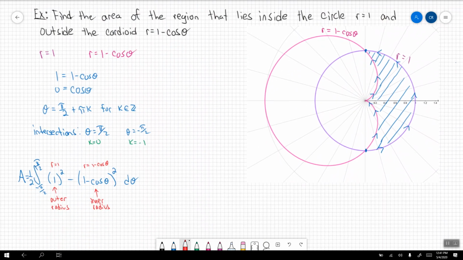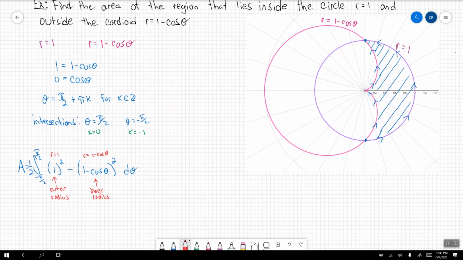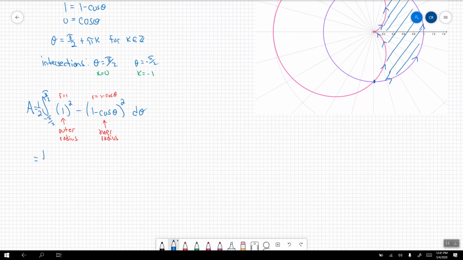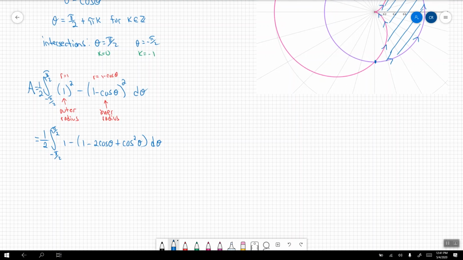Now that we have this set up, we can finish our calculations. Let's simplify this integral a little bit more. This is 1/2 multiplied by the integral from negative pi halves to pi halves. Let's expand all of this: that's going to be 1 minus 2 cosine of theta plus cosine squared theta d theta. Looking good. All right, let's keep going.